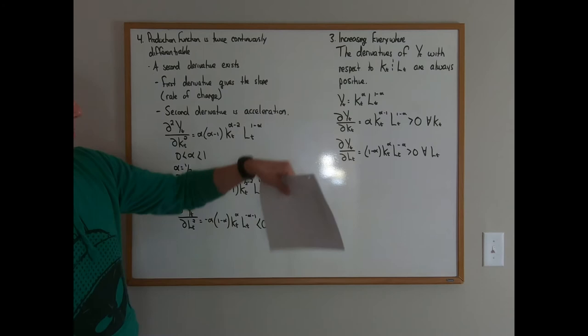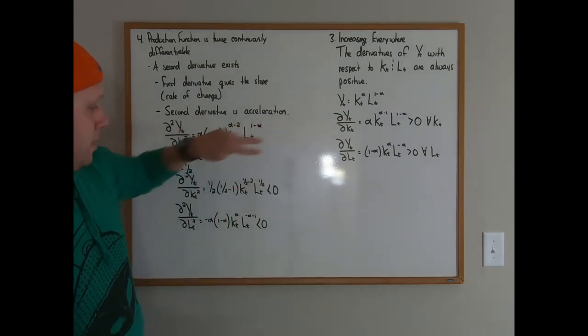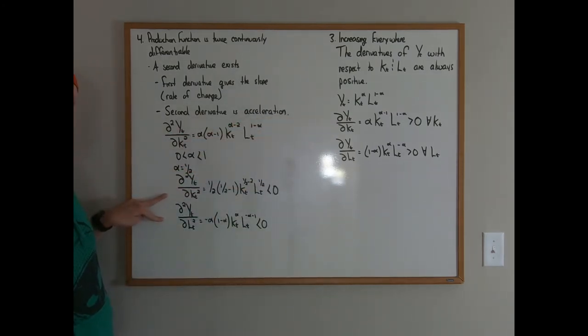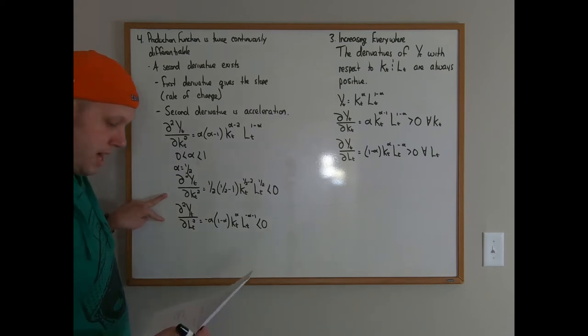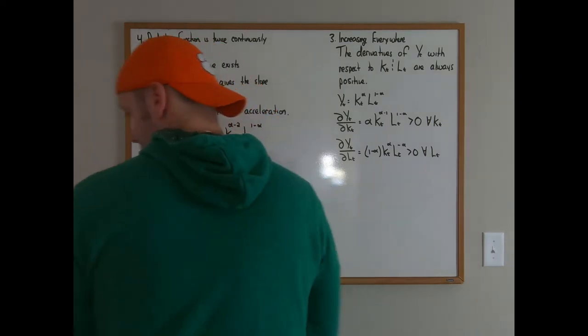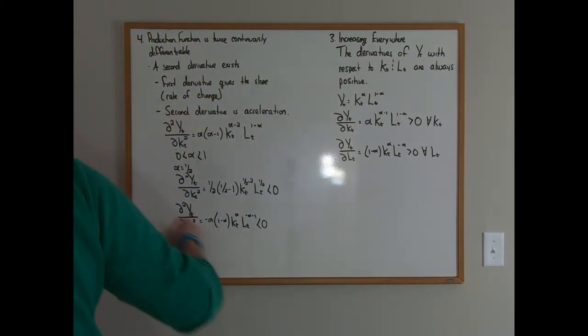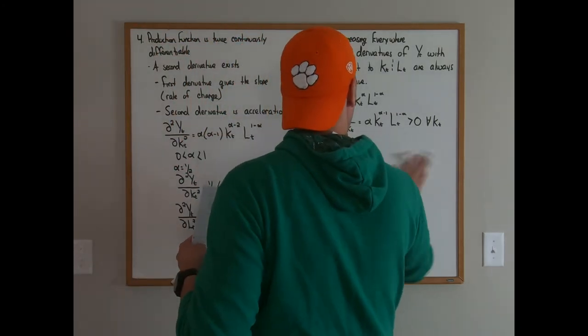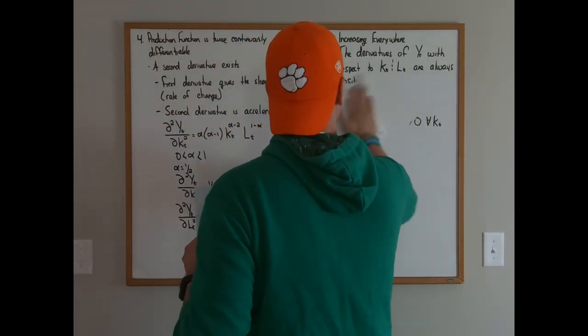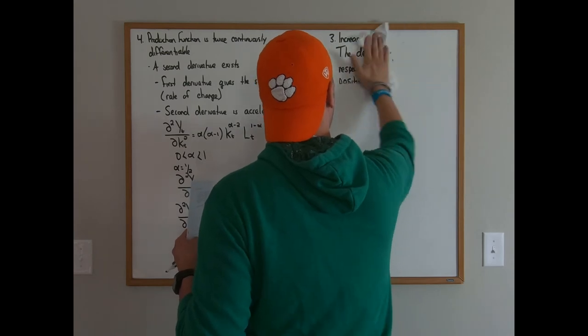So the first derivatives are positive, the second derivatives are negative. What does that mean? Well, it tells me that the production function is concave.